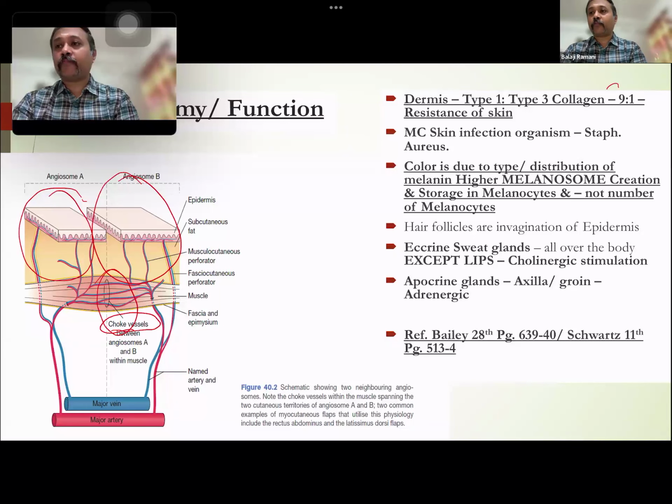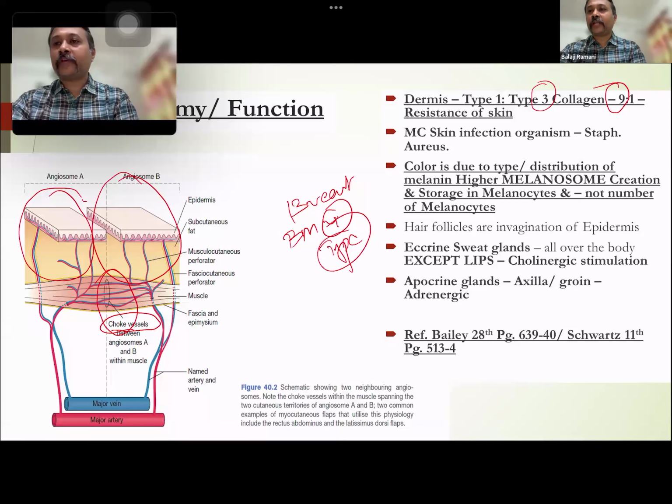Type 1 to type 3. Type 1 is the one which is commonly found, and type 3 is the one which is least commonly found. If you remember, in the basement membrane, we'll talk about the type 4 collagen. Okay, you will have the type 4 collagen, which will be commonly found there. But the most common variety overall is going to be your type 1 collagen, which is responsible for the resistance of the skin.